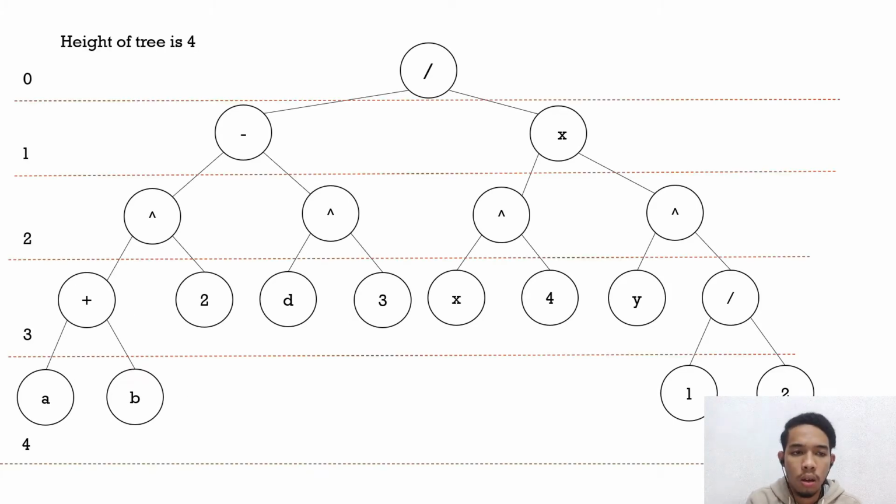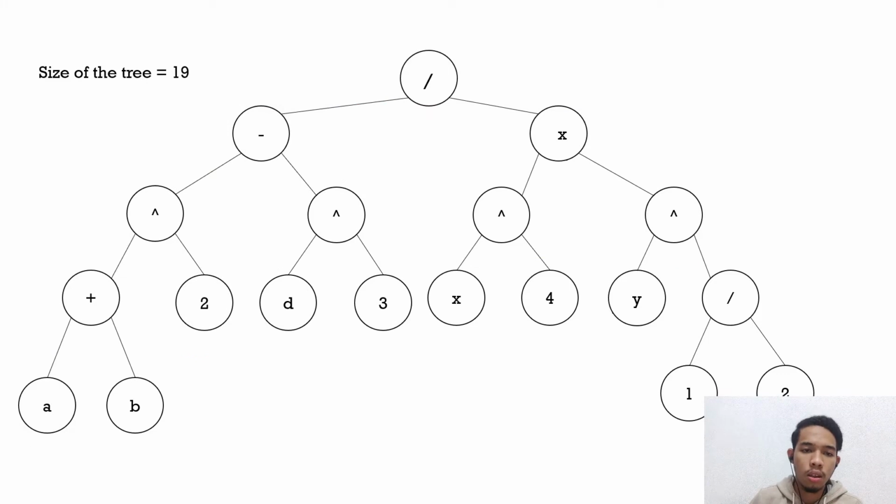The second question asks you how to find the height of the tree. What you need to do is make a line, and then count starting with 0 from top to bottom, and you will get 0, 1, 2, 3 and 4. So the answer is the height of the tree is 4. For the third question, you need to find the size of the tree, meaning you need to count how many nodes are in the tree. If you count, you will get 19 nodes. So that is the answer.